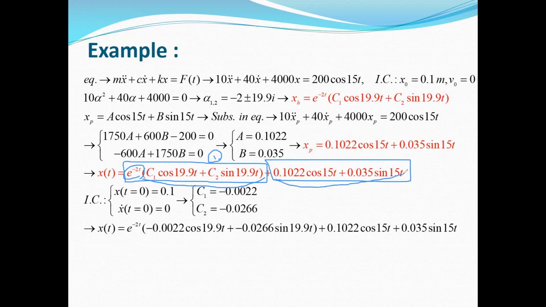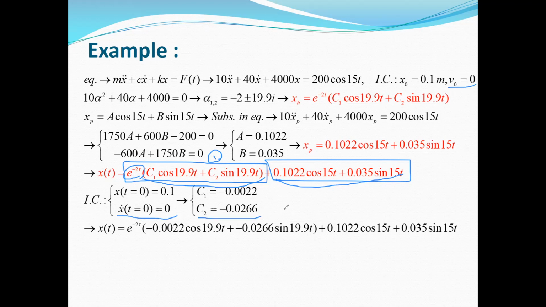And the derivative of the second part is easy because there is no exponential term here. The derivative of cosine 15t is minus 15 sine 15t, and the derivative of sine 15t is 15 times cosine 15t. So you can easily find the derivative of the second part. Once you find the derivative of x(t), you can substitute t equals 0, and it must be equal to 0, because the second initial condition, the velocity at t equals 0, must be 0. So we can substitute and finally find C2.